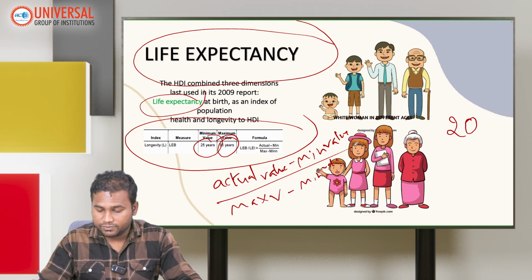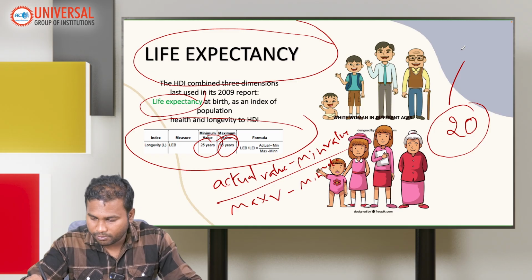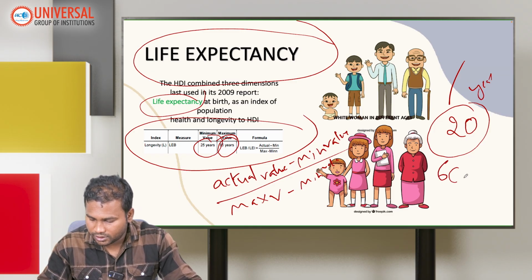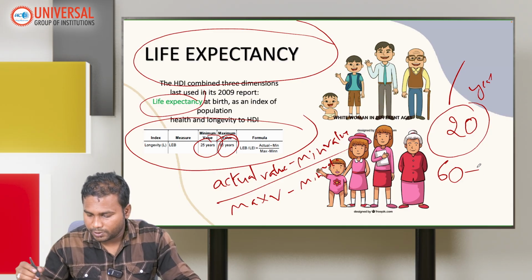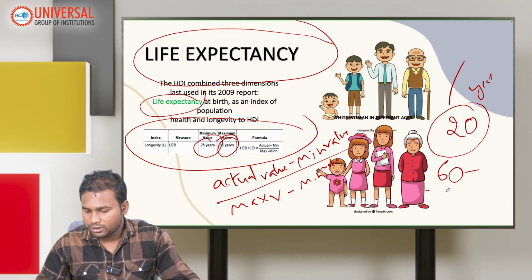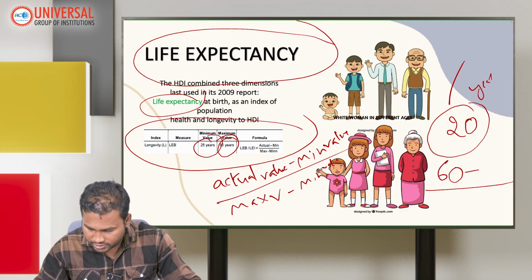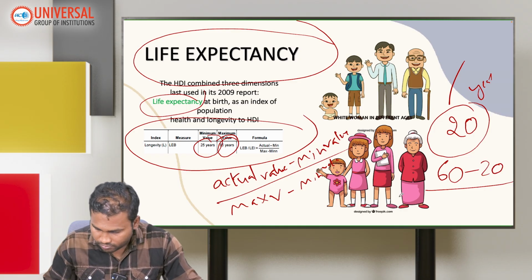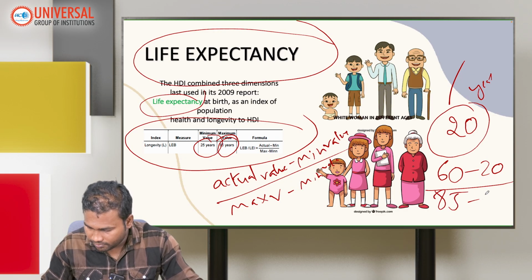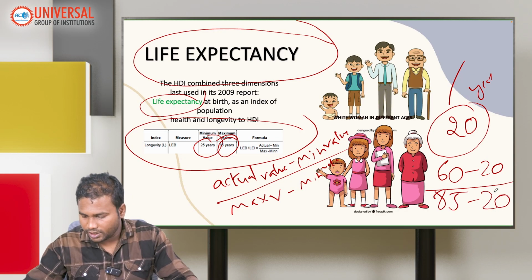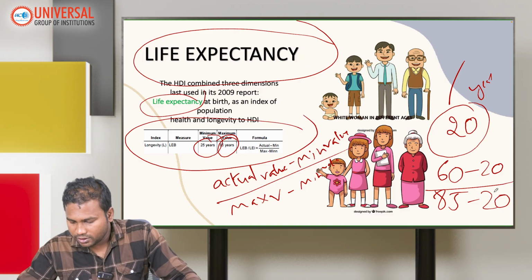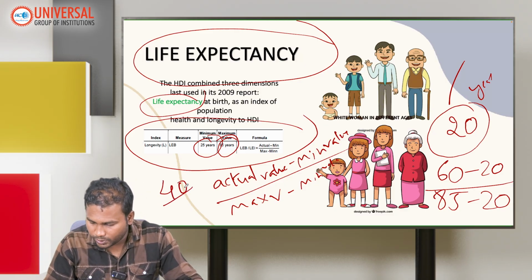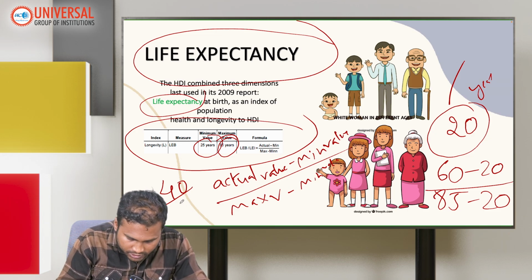Now recently the minimum value has reduced to 20 years. So let's assume India's actual value, or life expectancy at birth, is 60, and the minimum value is 20, and the maximum value is 85. So 60 minus 20 is 40, and 85 minus 20 is 65.